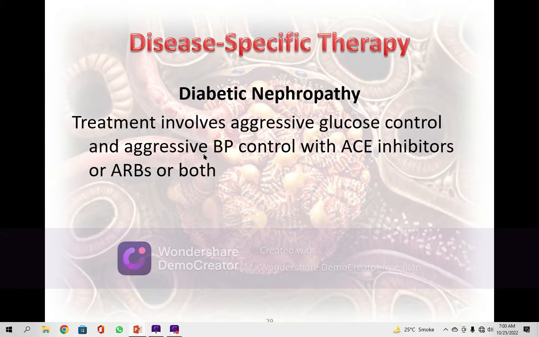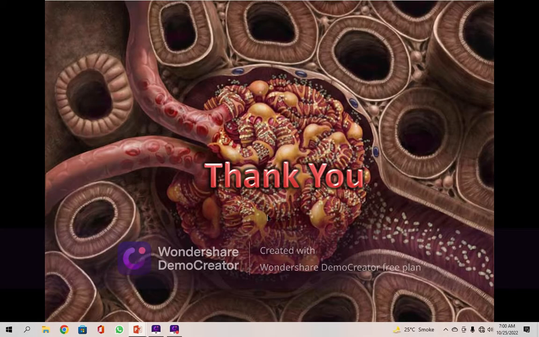In diabetes, you have to control the diabetes and reduce the glomerular pressure with ACE inhibitors or ARB. So these are the management strategies in nephrotic syndrome. Whatever I have said should be done like this. What are the essentials of diagnosis? What is the etiology behind it? What is the presentation? How about the investigations you have to do? And how about the management strategies that are applied?